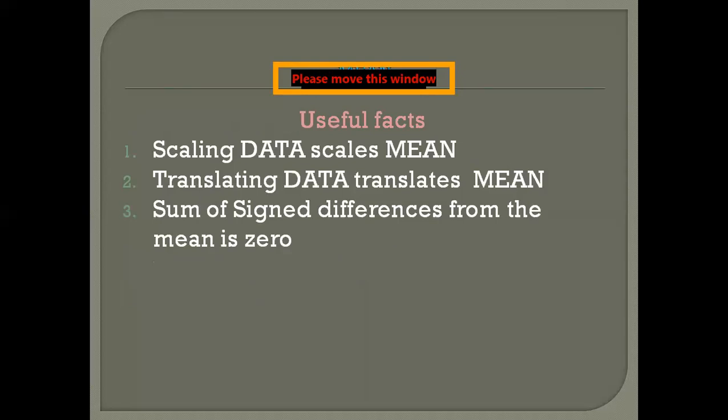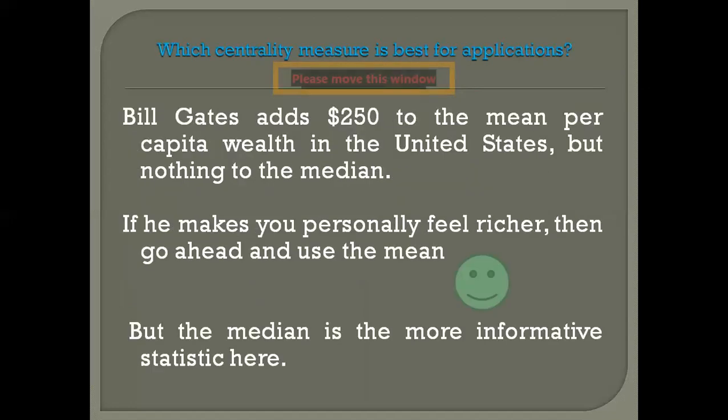So some useful facts about mean, which we will see and do in Excel: if you scale the data, the mean will scale accordingly. And if we translate the data, the mean will also translate. And the sum of the differences from the mean is always 0. And we will see each one of these things using Excel as we progress today.